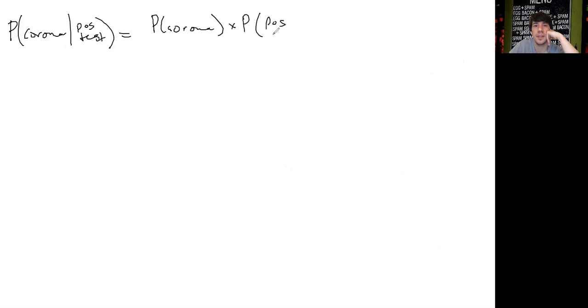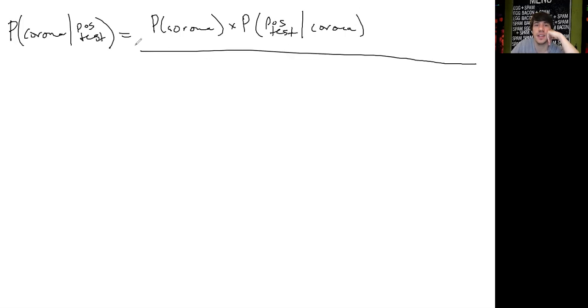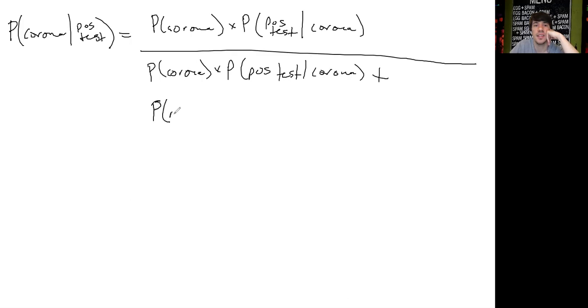Okay, so what does all this mean? Well, if we put it together, then what we're saying is that the probability of corona given a positive test is equal to the probability of corona outright times the probability of a positive test given that you had it, divided by the same thing. So probability of corona times the probability of positive test given corona, plus the probability of not having corona times the probability of a positive test given none.